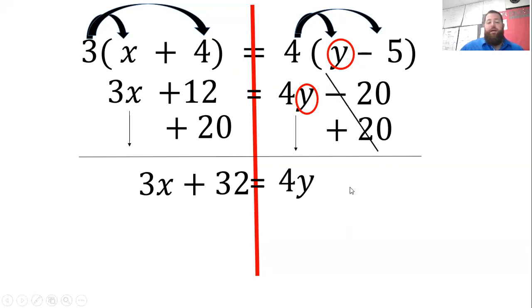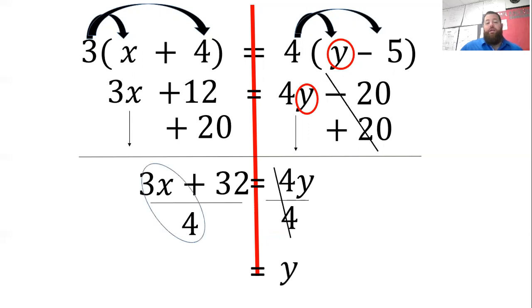Next step, again, I want y by itself. So how do I get rid of that 4? How do I undo 4? Well, it's currently multiplying by 4, so I'm going to divide both sides by 4. Now, this is the part where kids get messed up. Guys, you are dividing the whole 3x plus 32 by 4. So what that means is I have to divide 3 by 4.